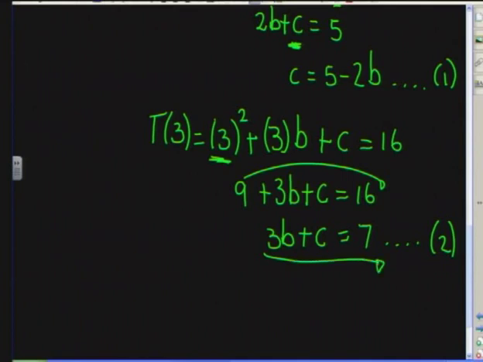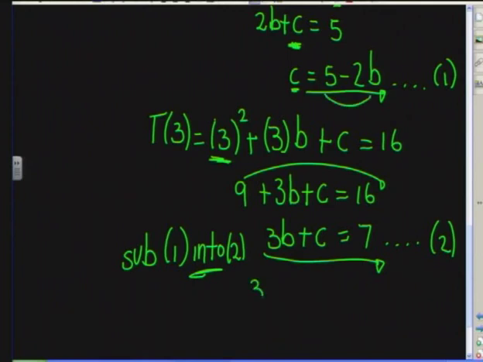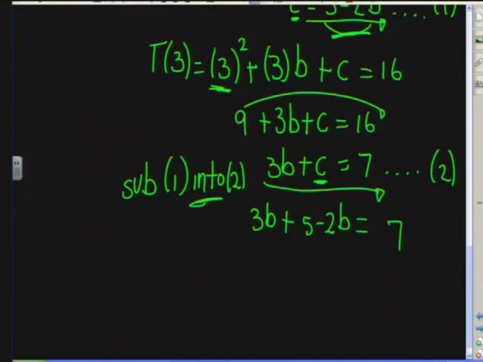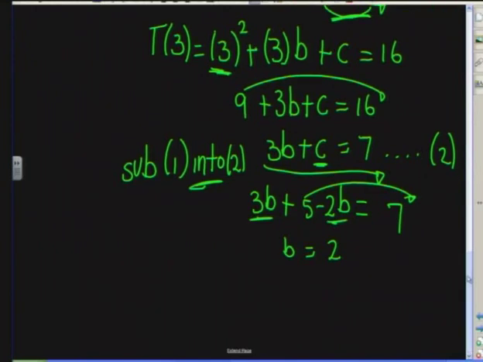So we've got 3b plus c is equal to 7, and I know that c is equal to 5 minus 2b. So the next part of this, we're going to substitute equation 1 into equation 2. What that means is that wherever I see a c, I'm going to replace it with 5 minus 2b. So this is going to become 3b, which will stay the same, plus, in place of c now, I'm going to put 5 minus 2b, and that's equal to 7. Hopefully you guys are all following. 3b minus 2b, just simplifying, that's going to give me b. And then take the 5 over to the right-hand side. 7 minus 5 will give me 2. So therefore b is 2, but I still need to find the value of c.